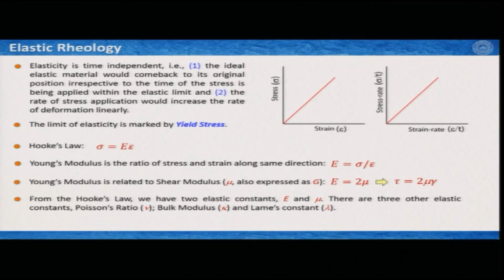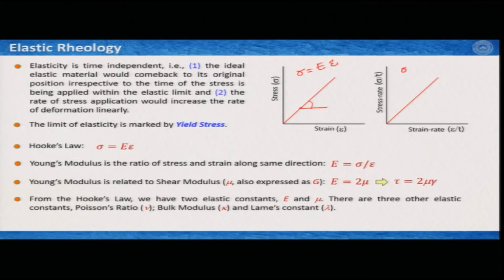And of course, the rate of stress application would increase the rate of deformation linearly. Now, if I add more green weights or green bars and I do it quickly, then the elongation of the spring would also happen very quickly. So, if I look at stress versus strain, it is a linear curve. This is the relationship we got: sigma equal to E multiplied by strain. Therefore, the slope is your E or Young's modulus, and if I increase the loading rate, then the strain rate would also increase linearly.